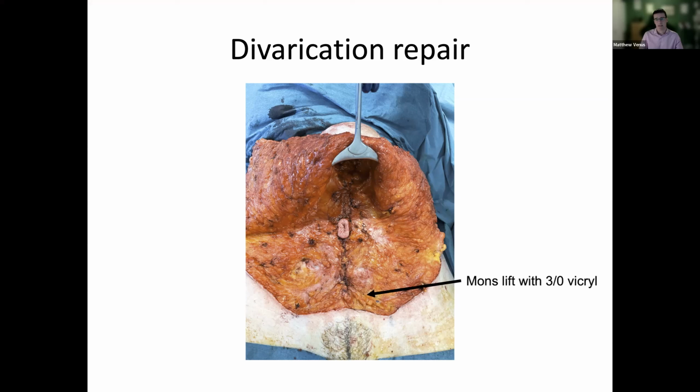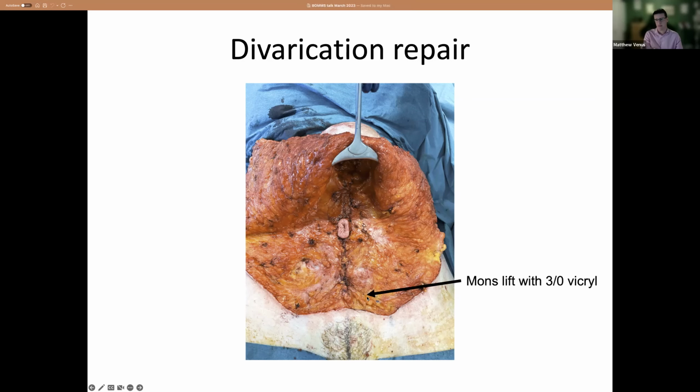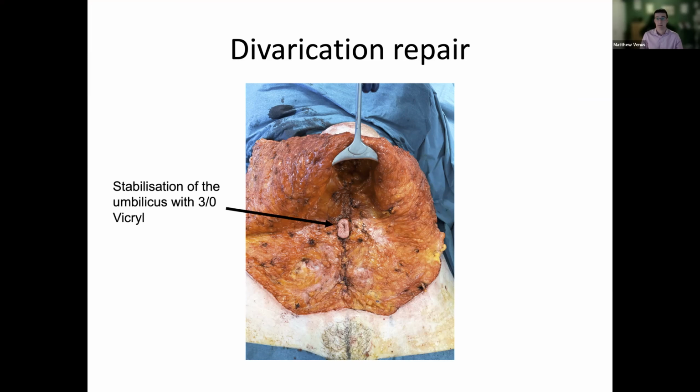We can support the Mons lift with a little 3/0 vicryl. I try not to pinch the Mons. You sometimes see post-op photos, you might see some later from an American journal, where the Mons is really pinched. I try to peg it out and flatten it so it has a nice takeoff at the inferior part of the abdomen. And sometimes the patient's got a really long umbilical stalk, so I just stabilize that with some 3/0 vicryl just to keep it where I want it.